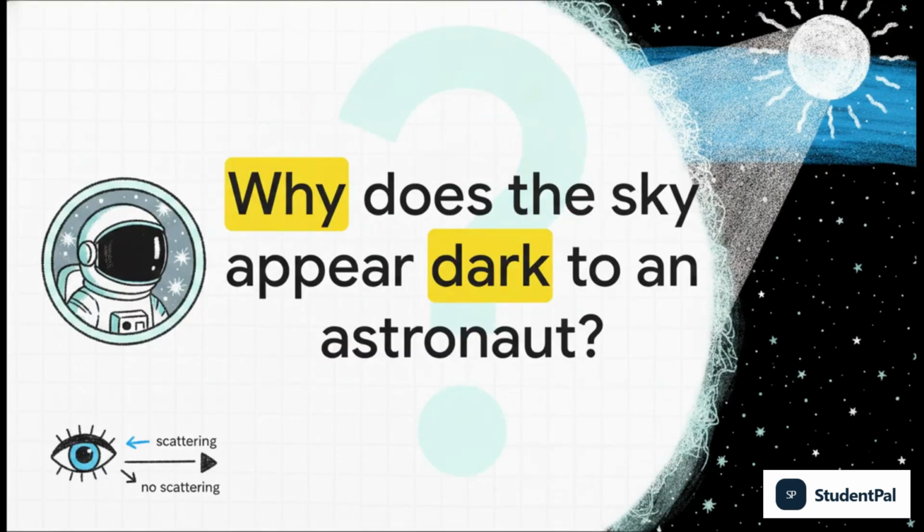I'm going to leave you with one final, really provocative thought straight from your textbook exercises. We now know the sky is blue here on Earth because of atmospheric scattering. But what does an astronaut see when they look out the window of the International Space Station? Without an atmosphere around them to scatter the sunlight, the sky doesn't look blue to them at all. To an astronaut, it appears as a perfectly dark, pitch-black void.